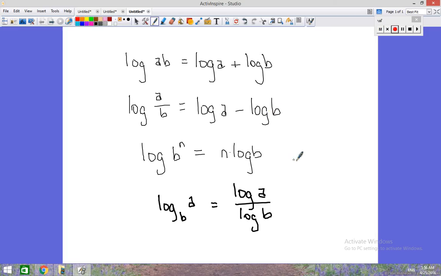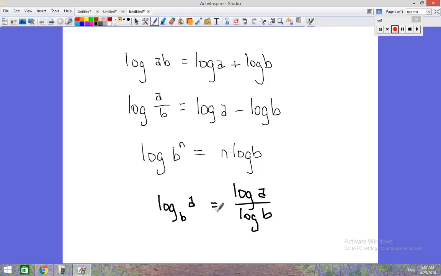Alright. What about this one, the power rule? That power is just another way to say that you have an exponent. If we have 2 squared, sometimes you'll hear people say 2 to the second power. So what this power rule is allowing us to do is, if you have an exponent, you can take that exponent and move it in front of the logarithm. So it changes from b raised to the n power to n times the log of b. So we're changing this exponentiation to multiplication.